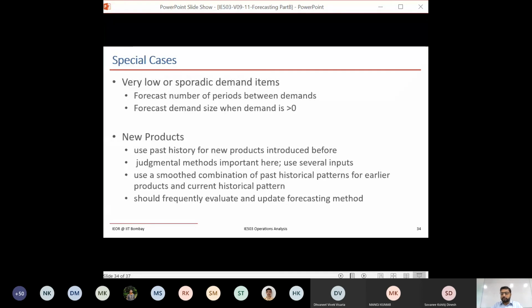The idea of this course is to give you a flavor of various aspects of operations management, not just forecasting. So forecasting, inventory control, then production planning, production scheduling, quality control, maybe some project planning also. So it's roughly 2 to 3 weeks per module.